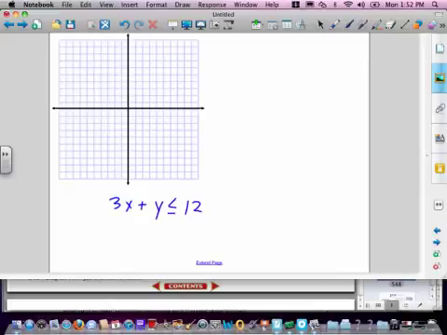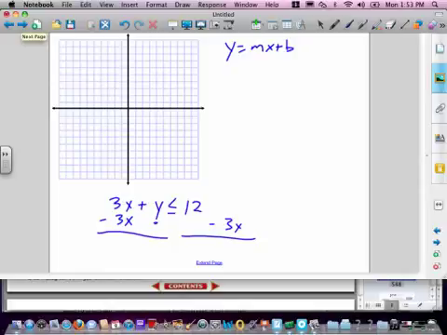All right, let's try this one. This one's a little more difficult because you've got all the x's and y's on one side. We might have to do a little bit of work with that. So once again, remember, we want it to end up in this form, y equals mx plus b. So I'm going to keep the y, and I'm going to get rid of the x. So minus 3x over here. Add these together. This gets me y less than or equal to 12 minus 3x.